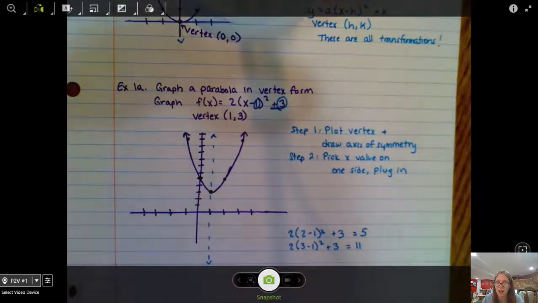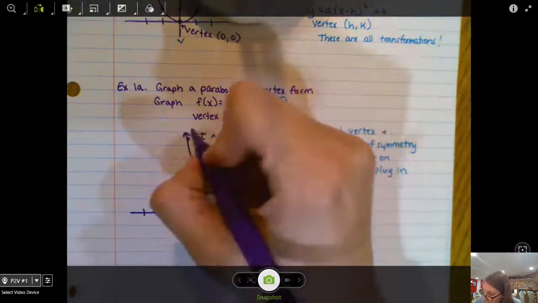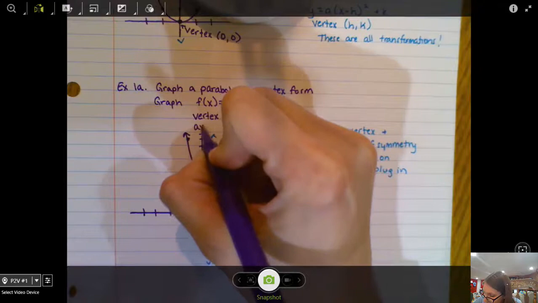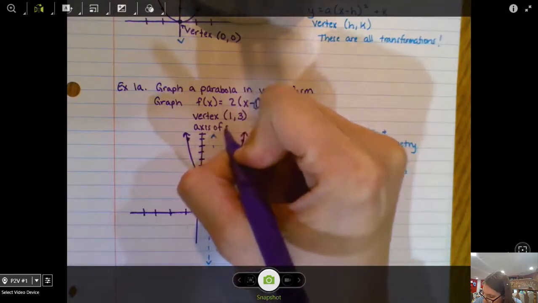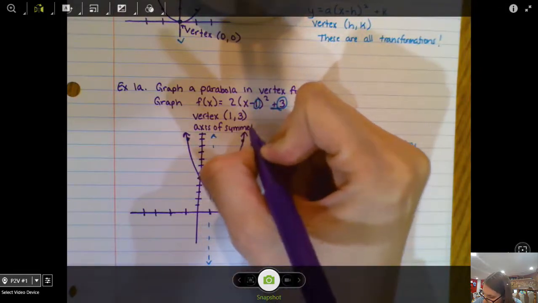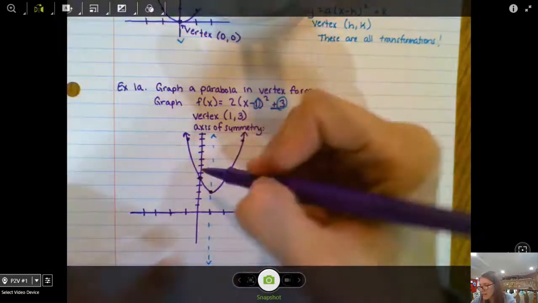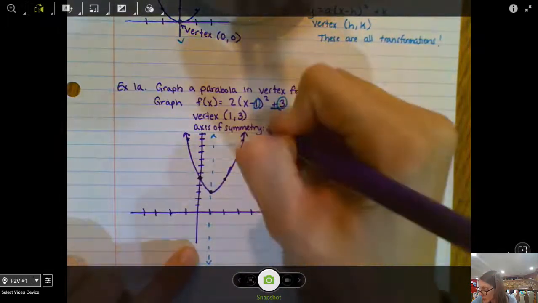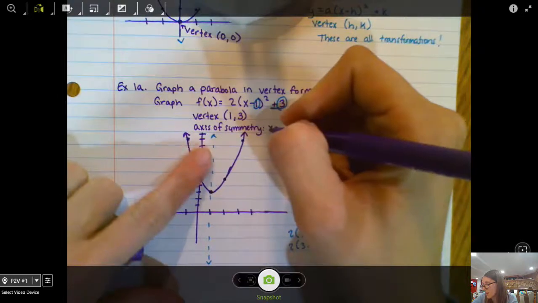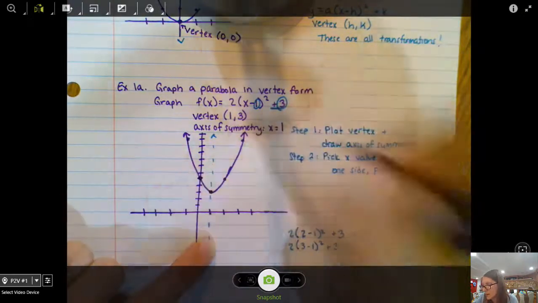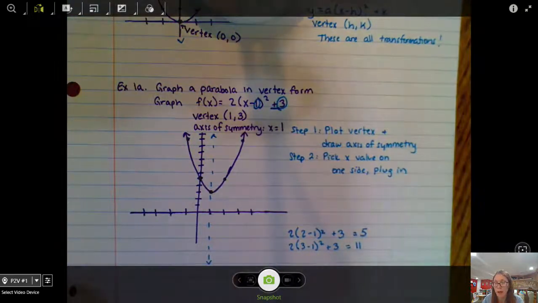Connect our dots. And we have our nice little graph. So one other thing that I'm going to write in here, again, was our axis of symmetry. Our axis of symmetry, a vertical line, so it's x equals. And anywhere on this line, our x value is 1. So our axis of symmetry is x equals 1. But that's a nice, easy way for us to graph.